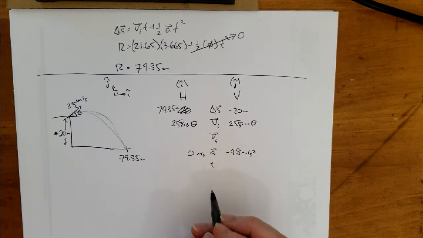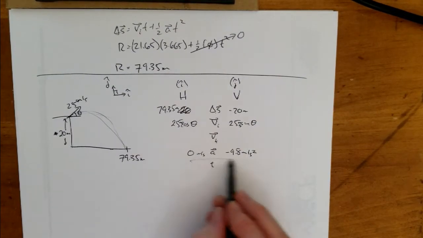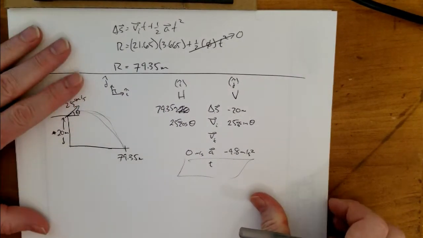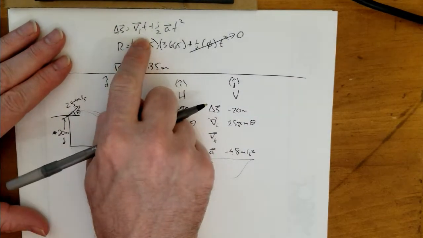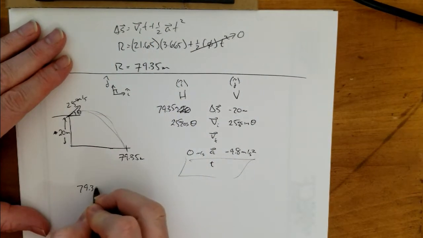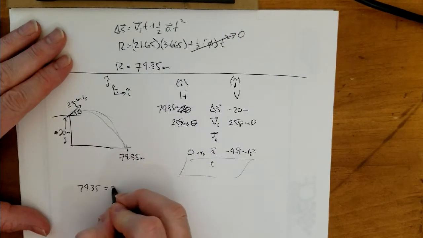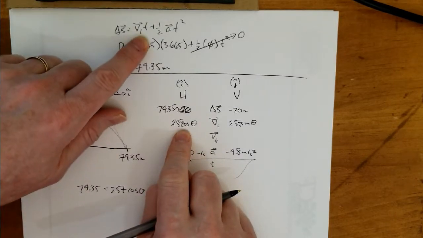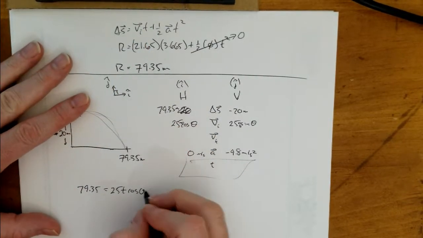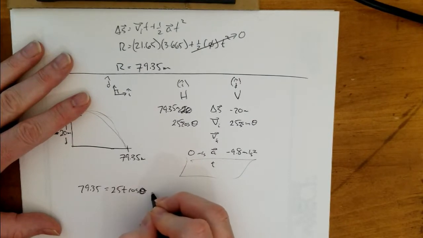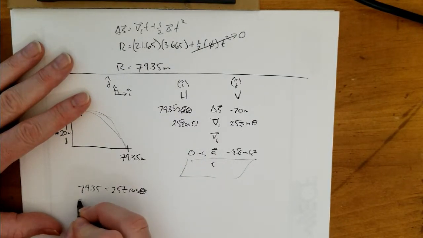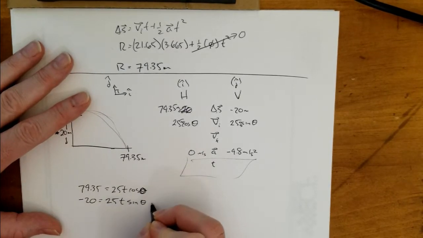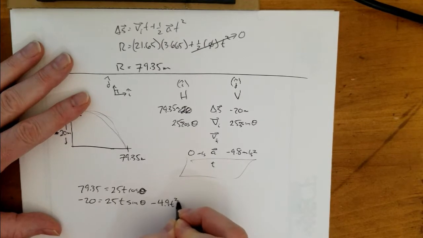We don't know what the time is. We don't know what theta is. And so this is obviously a far more complicated problem. So if I plug into the same formula as I did before, I have 79.35 is equal to 25t cosine of theta, because it's ViT. I'm just moving the time in next to the 25 cosine of theta. And I have negative 20 is equal to 25t sine of theta minus 4.9t squared.